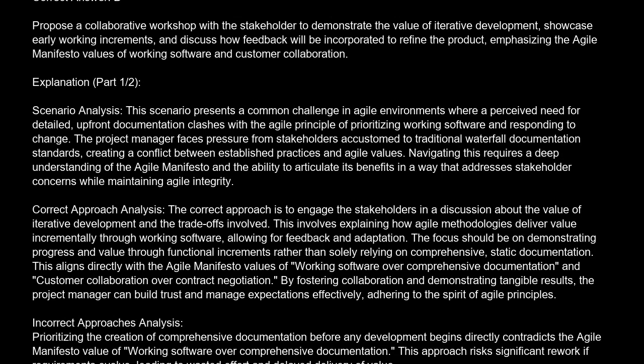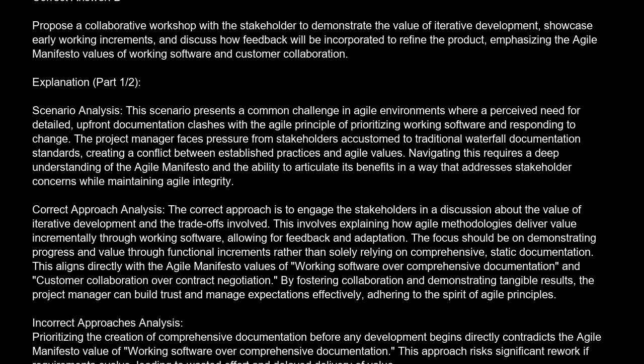Correct answer is B. Propose a collaborative workshop with the stakeholder to demonstrate the value of iterative development, showcase early working increments, and discuss how feedback will be incorporated to refine the product, emphasizing the Agile manifesto values of working software and customer collaboration. Explanation.